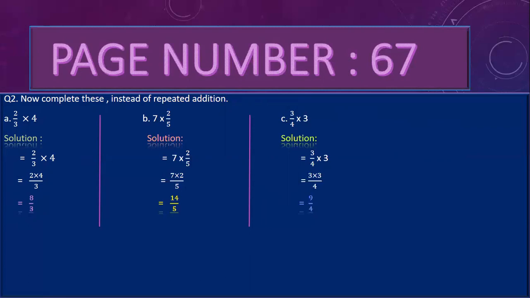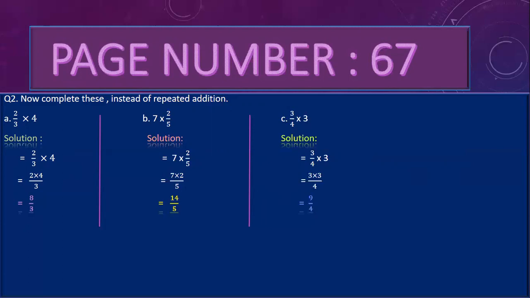Same in part B, 7 multiplied by 2 over 5, it is 14 over 5. And if you add this 2 over 5 seven times, you see that your answer will be the same, 14 over 5, that we have done in question 1. Same as I told you, 2 over 5 plus 2 over 5 plus 2 over 5. You will write 2 over 5 seven times, and you see that your answer will become 14 over 5.